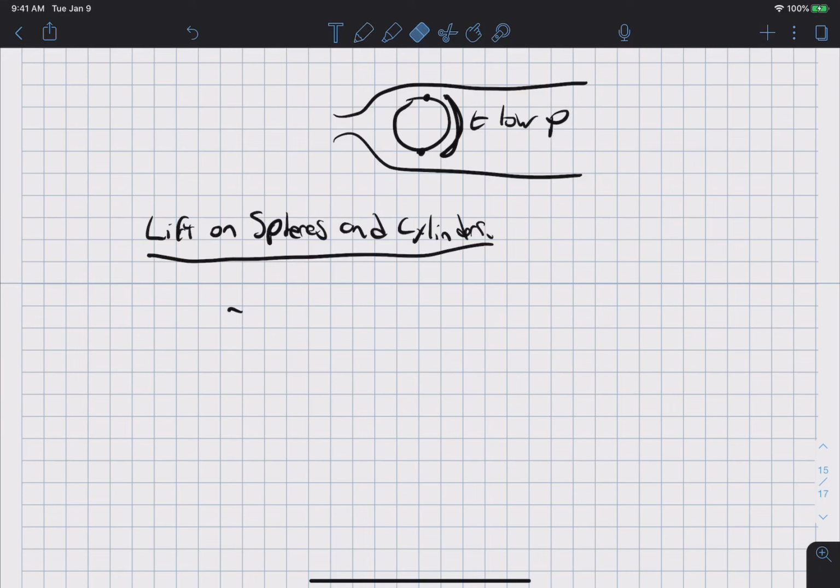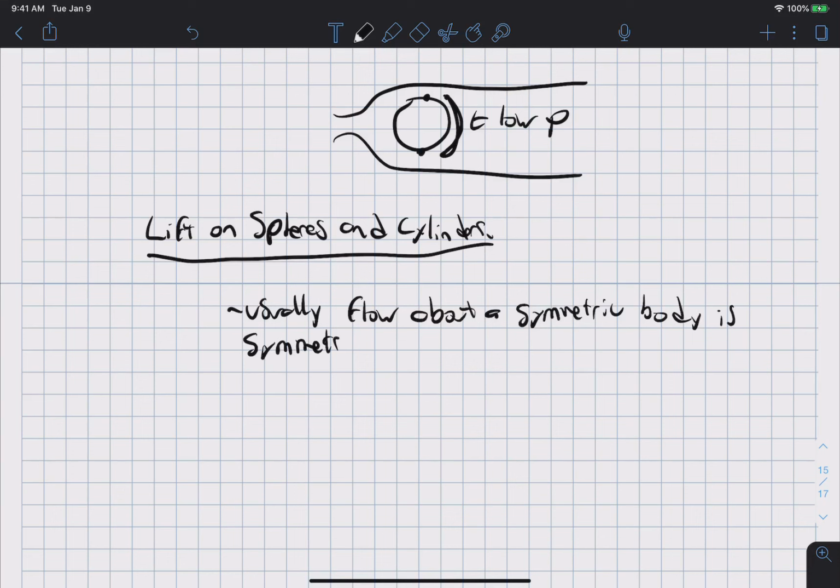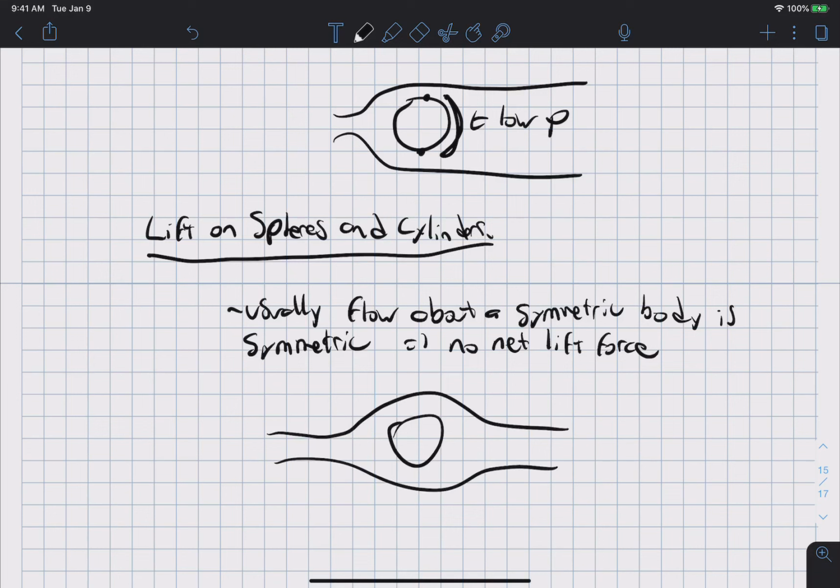Well, usually that's true. So usually flow about a symmetric body is symmetric, which implies no net lift force. Okay, so we have the streamlines are perfectly symmetric. This here is called the stagnation streamline.